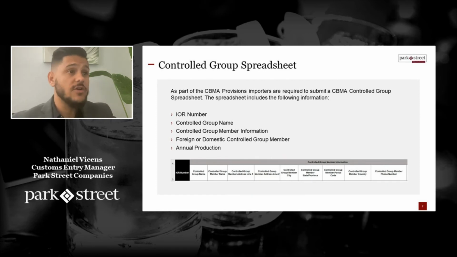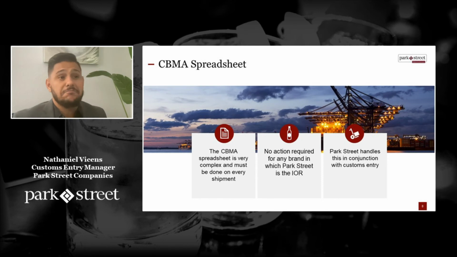Now, on this document, you're simply going to put the assigning entity, reflect their name, their full address, including their country, state, and region, whether the product is foreign, and the annual production. Your annual production should match or be greater than whatever they're allotting on the assignment certification. And then lastly, and the easiest one for you, if you happen to be a brand that's affiliated with Park Street as the importer of record, you don't have to do a thing for this document.